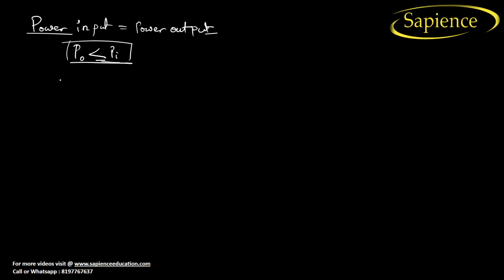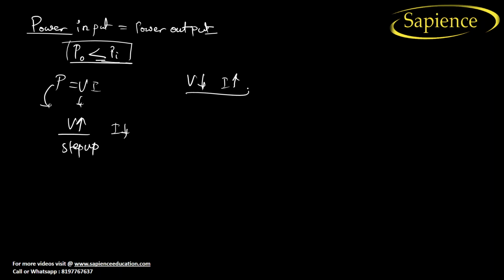Now we know that power is equal to V into I. If voltage increases, that is for step up, current will get reduced, but power will remain constant. If voltage decreases, current will increase, but the product of these will remain constant because the power supply will be constant.